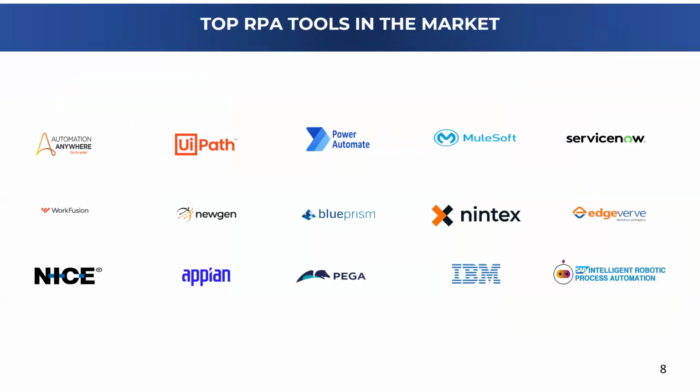These are the top RPA tools in the market: Automation Anywhere, UiPath, Power Automate, MuleSoft, ServiceNow, WorkFusion, NewGen, Blue Prism. Even you can see SAP Intelligent Robotic Process Automation. SAP uses its own RPA tool or RPA logic inside its ERP system, inside their SAP technology.